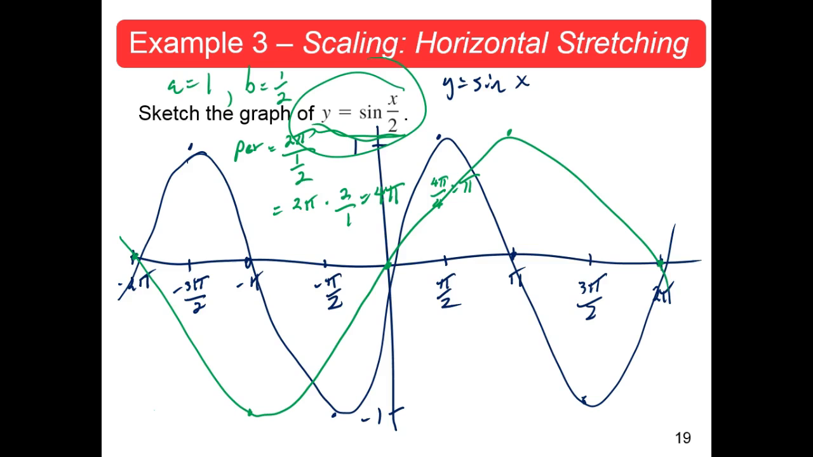Make sense? Amplitude didn't change. It went from +1 to -1, just as normal. The period is what stretched because the b was smaller than 1.